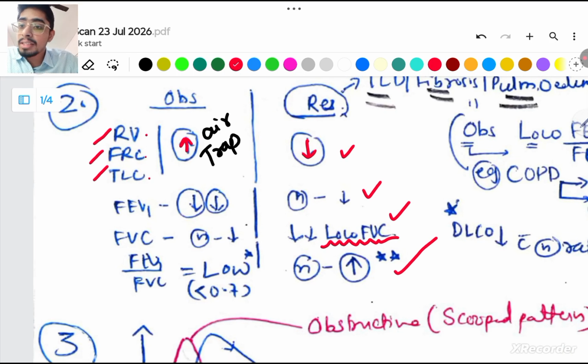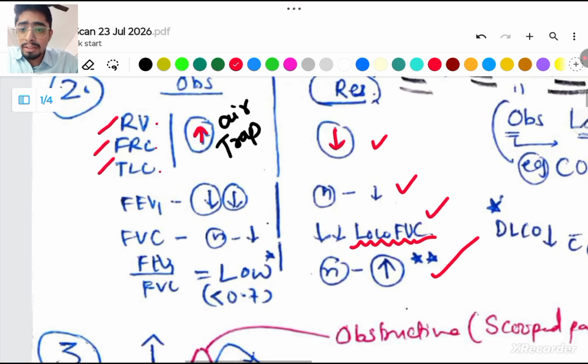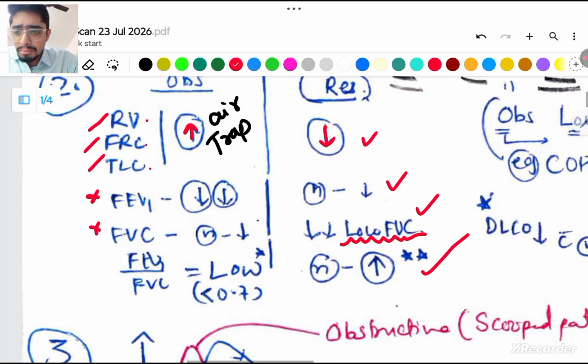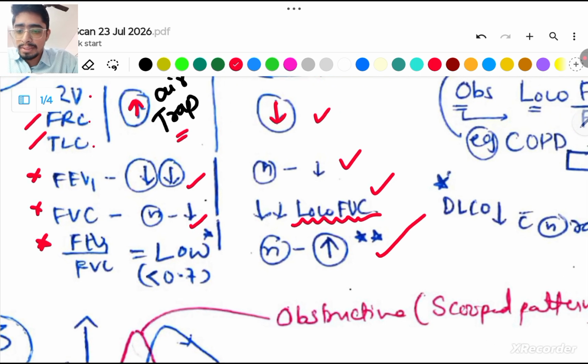In restrictive disorders we will definitely look at the examples. Before that, in the obstructive pattern there is a decrease in FEV1. The lungs take more time because there is trapping of air, so the volume expired in 1 second decreases. FEV1 would be decreased, FVC would be normal to decreased, and FEV1 upon FVC would be very low, less than 0.7.